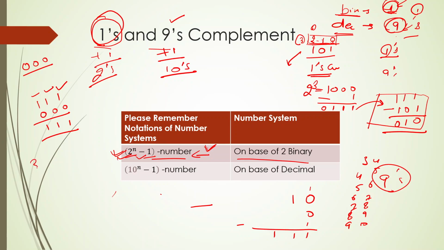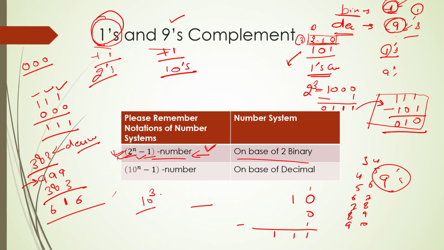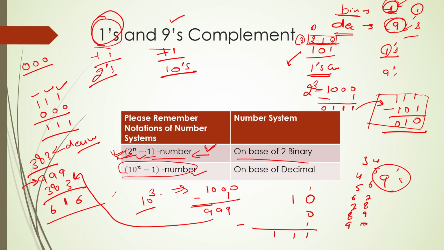So let us assume 383 is a decimal number. We have to calculate the 9's complement. What we do is subtract 999 minus 383, which gives 616, right? Now to get 999, we can do 10 raised to power 3, which is 1000, minus 1, that is 999. So you understood it, right? That's how we can write it in tabulated form: 10 raised to power n minus 1 minus number, or 2 raised to power n minus 1 minus my number. This can be a direct MCQ question in exams.